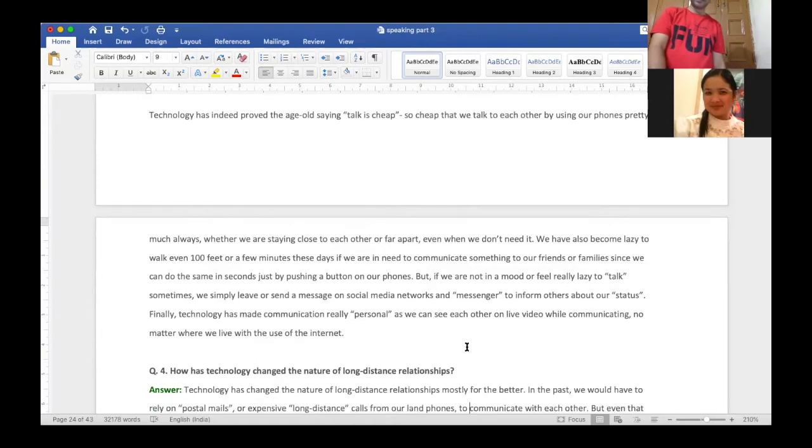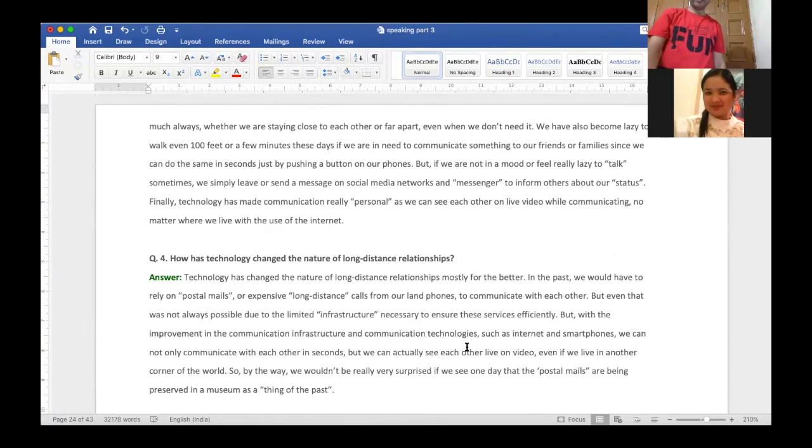How do you think new techniques have changed the nature of those kinds of relationships where spouses are staying away from each other? In such a situation, how do you think new techniques have changed the nature of communication?